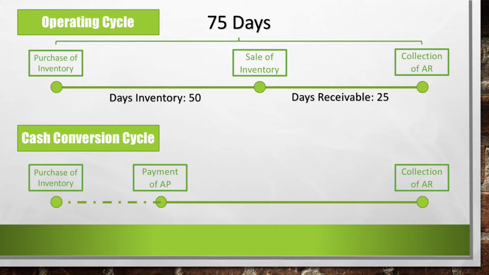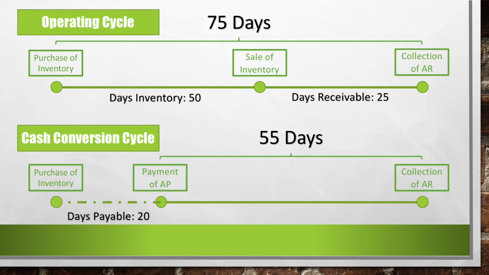So rather than starting at the date of purchase, we're going to start 20 days later because the days payable or the payment cycle is 20 days. Thus, we're going to have 75 days of operating cycle less the 20 days payable. We have a cash conversion cycle of 55 days. So those are the operating cycle and cash conversion cycle.